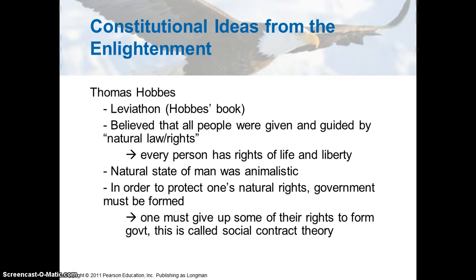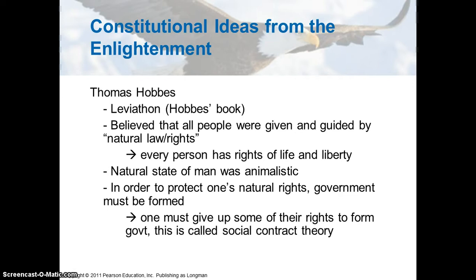Hobbes believed that the natural state of people was very animalistic, and that if we were left to our own devices, we'd probably kill each other and crawl on all fours. But in order to protect ourselves from ourselves, people would give up a little bit of their own rights and form government. And according to Hobbes, this would make us stand upright and walk like, well, people, I guess. This is known as the social contract theory, that people will give up some of the rights that they naturally have in order to form a government, so that their other natural rights, life, liberty, and to an extent property, could be preserved.